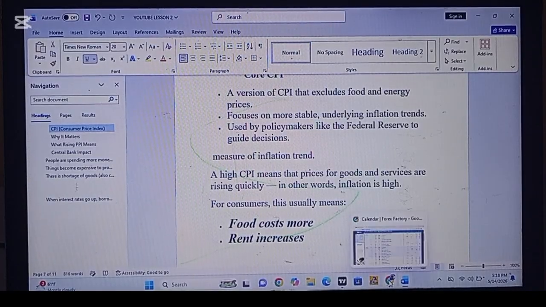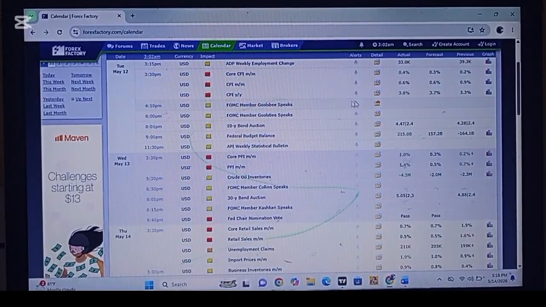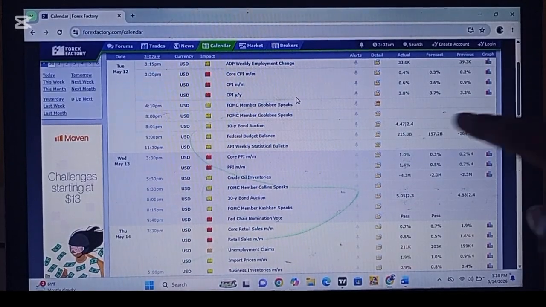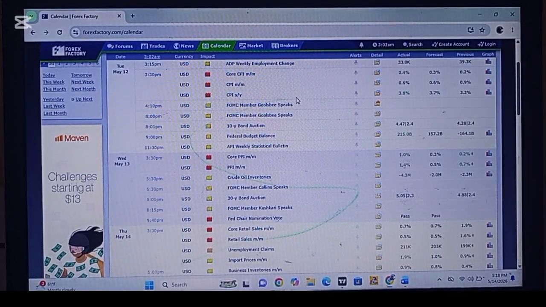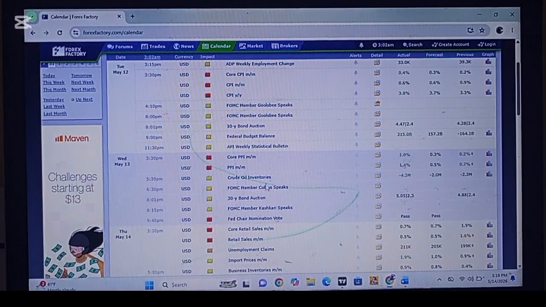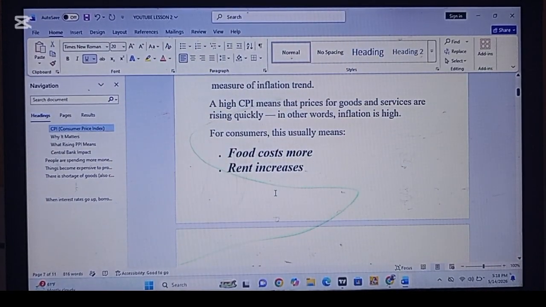So when you come to your charts here, come and look at CPI. We have 3.8 and they had forecasted 3.7. So what does it mean? Inflation is definitely high. When this number surpasses the forecast, when it is greater than forecast, then it means that inflation is high. So for consumers, this means food costs more.